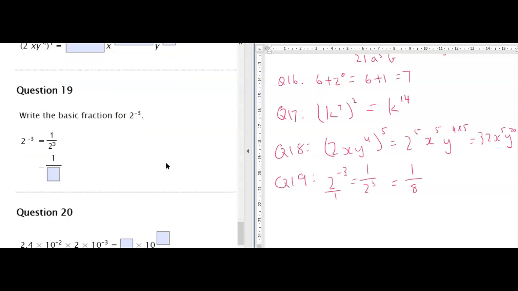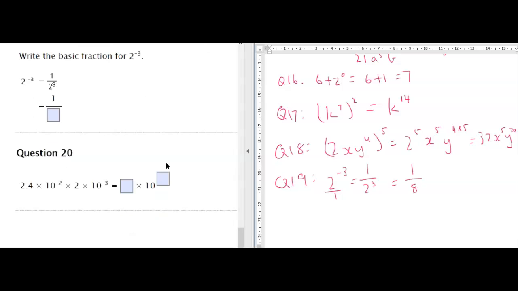And I think we're ending on question 20. Is that right? Yes. Let's make sure there's no more questions hiding down there.